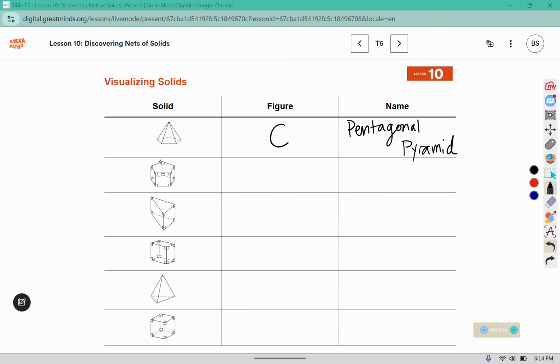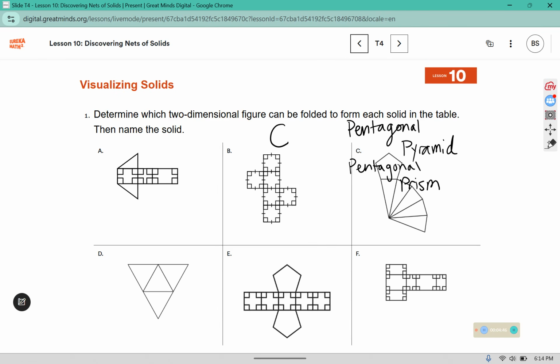The next solid also has a pentagon, but it's connected by rectangles. So that one will be called a pentagonal prism. Pyramids get connected by triangles. Prisms are connected by rectangles. And that was figure E.